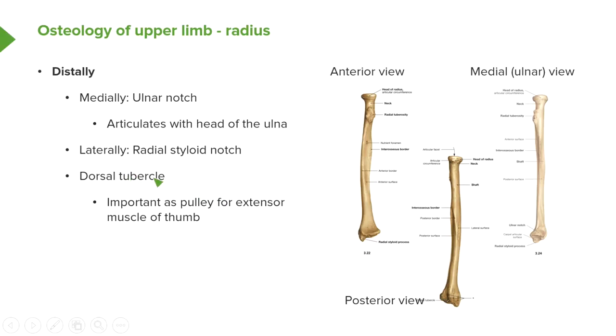We also have what's known as a dorsal tubercle, and this dorsal tubercle is important as it acts as a pulley for the extensor muscles of the thumb, and we'll cover this in more detail when we look at the extensor muscles within the forearm. Important to remember, this dorsal tubercle on the posterior surface of the radius allows various muscles to attack the joint at a slightly different angle. So here we can see a whole series of bony landmarks on the radius.